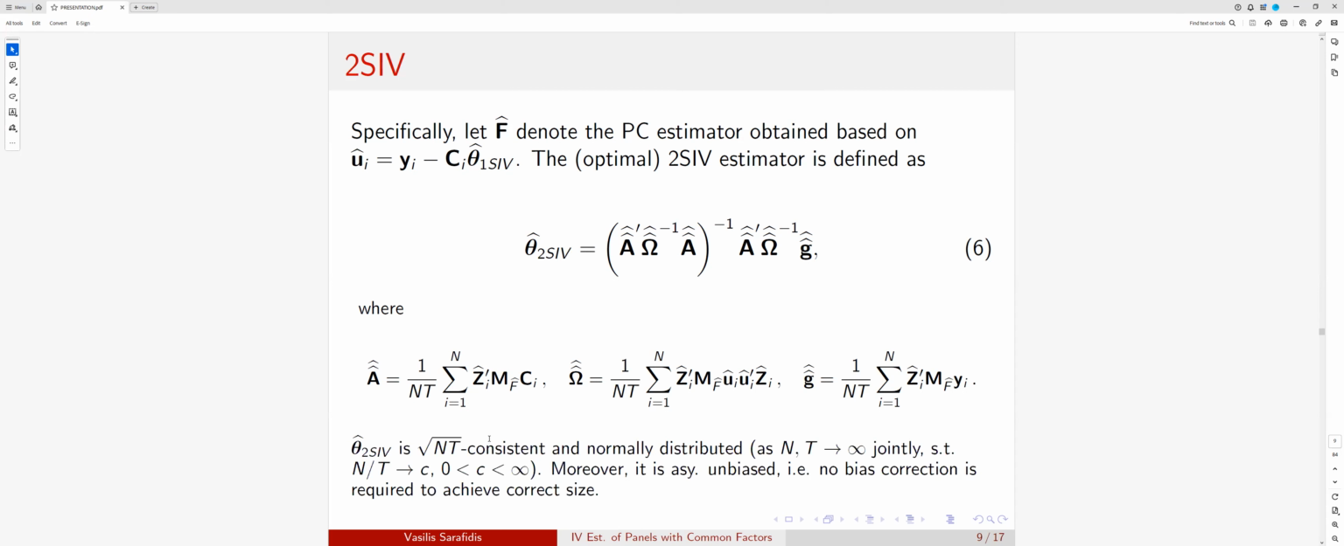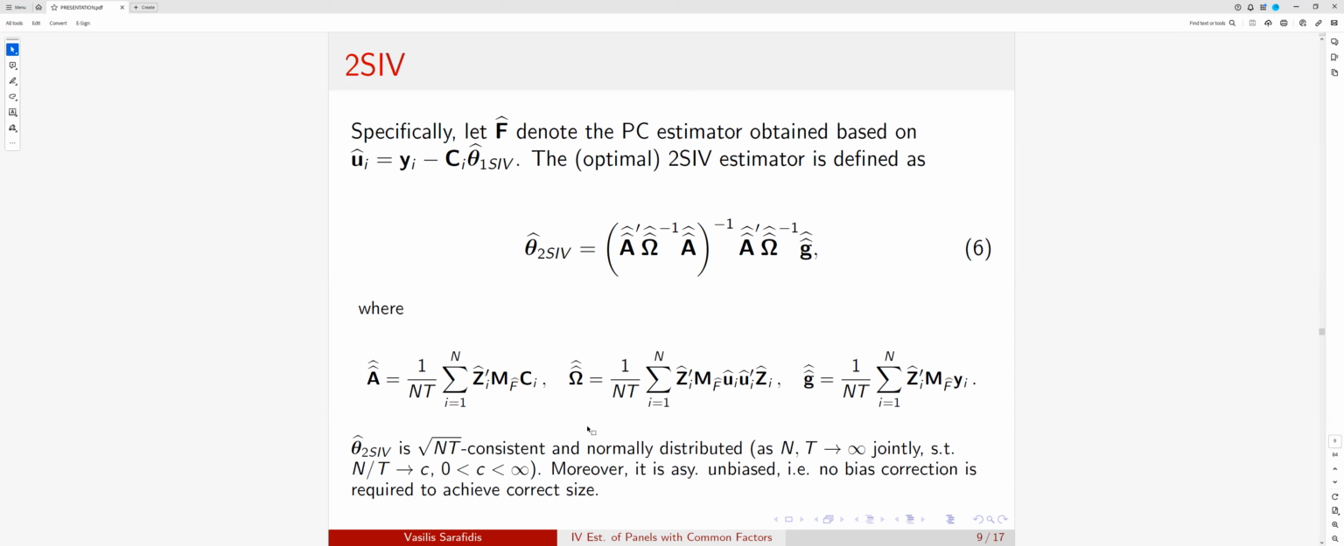The two-stage IV estimator is not only square root NT consistent, it is also asymptotically normally distributed, and it is also asymptotically unbiased. That is, the square root NT times theta hat has mean 0. Therefore, the estimator has correct size in large samples without requiring any bias correction. Now this is pretty much what the two-stage IV procedure involves for homogeneous panels.